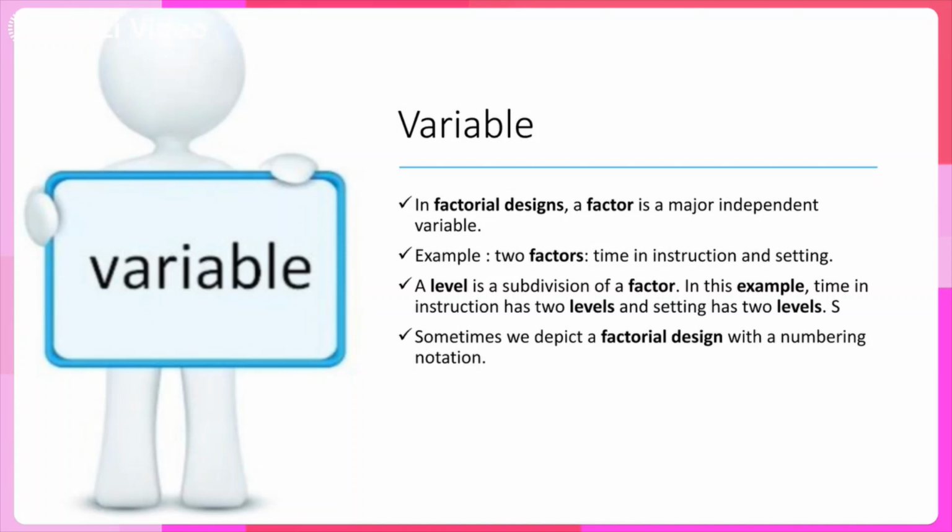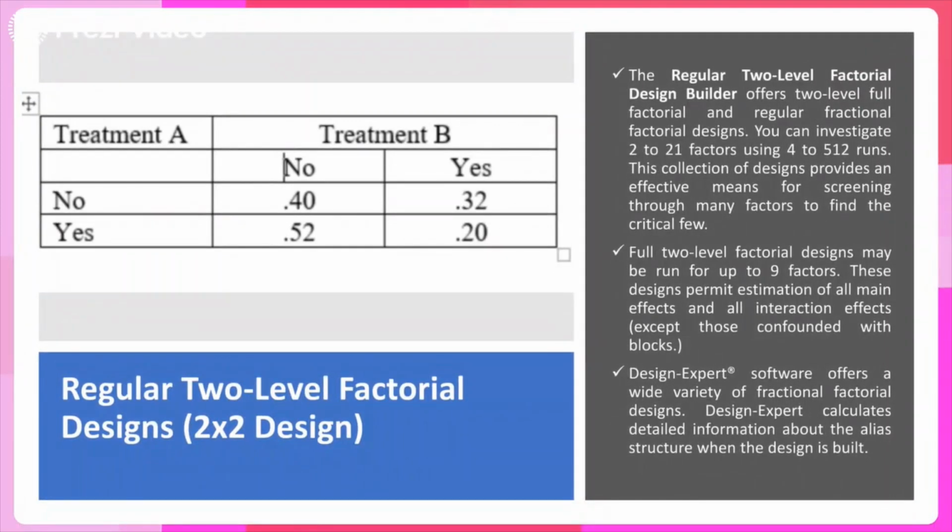It depicts the factorial designs with numbering notations. Here are a few examples from which you can understand the regular two-level factorial design, 2 by 2 designs. You can have two sets of people undergoing two types of treatment, treatment A and treatment B. If a person is having treatment A or treatment B, that can be assessed in four different types. You can say a person having treatment B, yes, and not having treatment A, no.